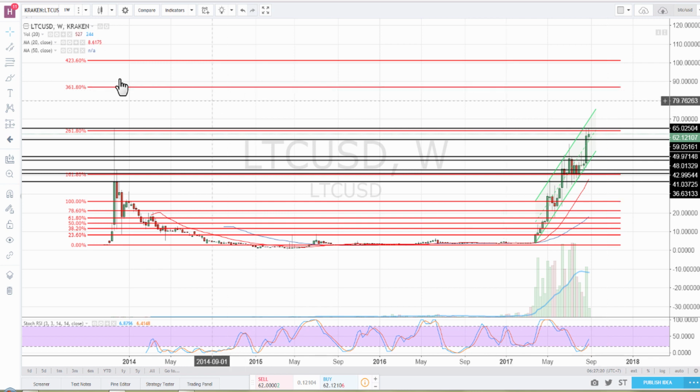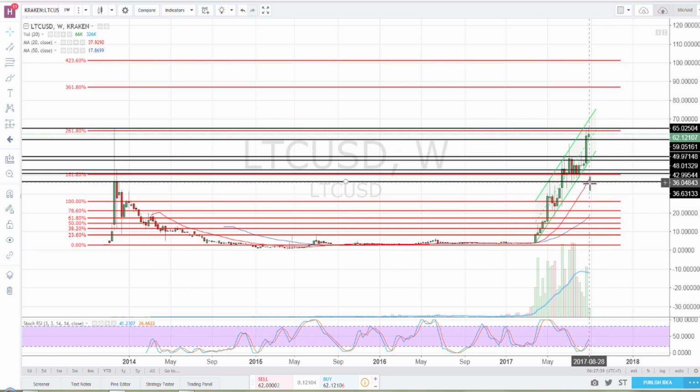This is of course from Kraken, so you will have to adapt these tools to your own exchange. But if we break this current level, we would probably go to the next Fibonacci line, and if this one is broken on the upside, we would probably go to the next one, which is around $100 per Litecoin.